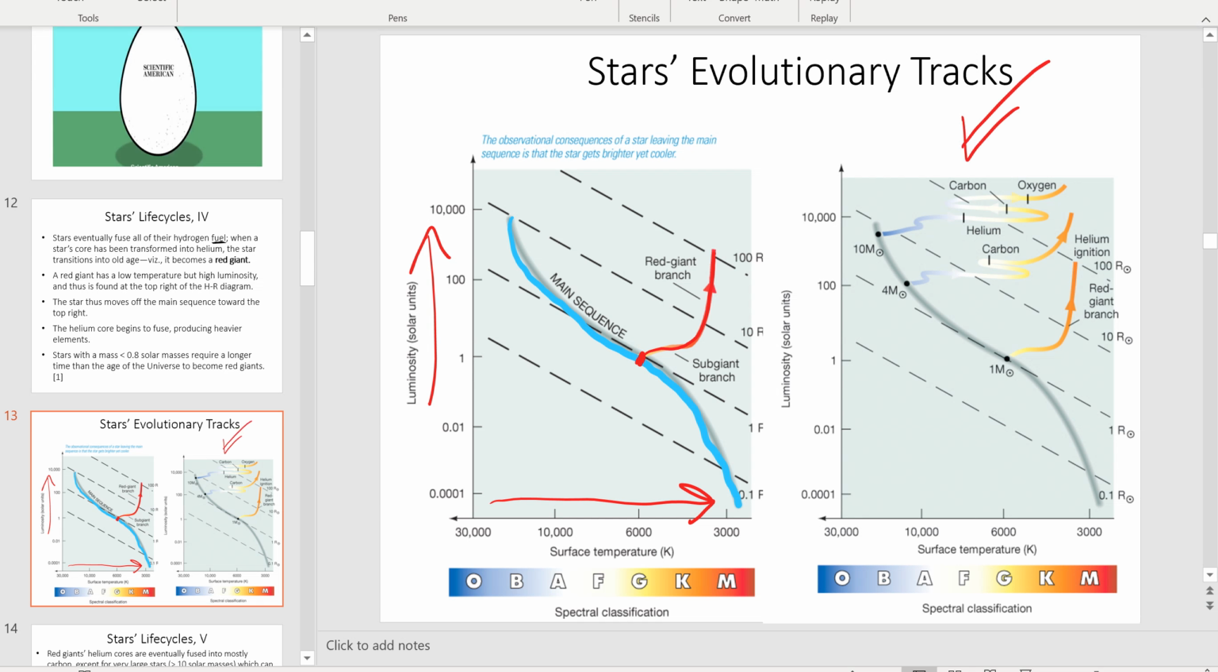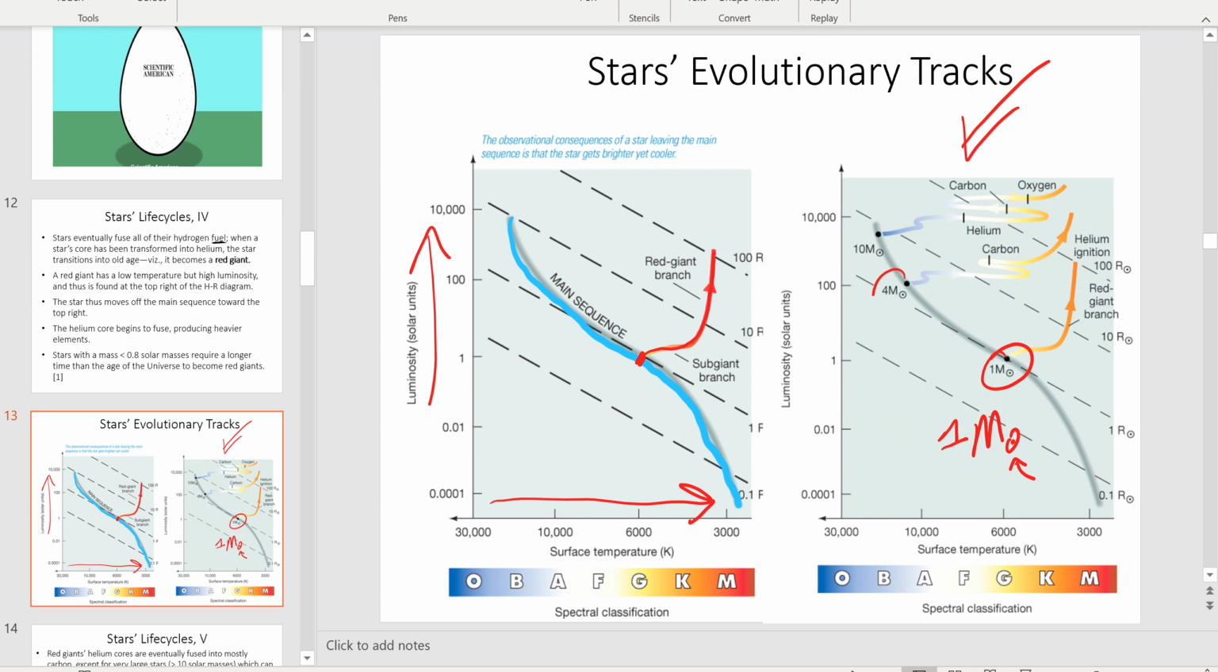Here we have exactly the same plot, except that we have different paths for different stars of different masses. The sun is here. This means the mass of the sun. This is one stellar mass. This symbol down here, the circle with a dot in it, refers to the sun.